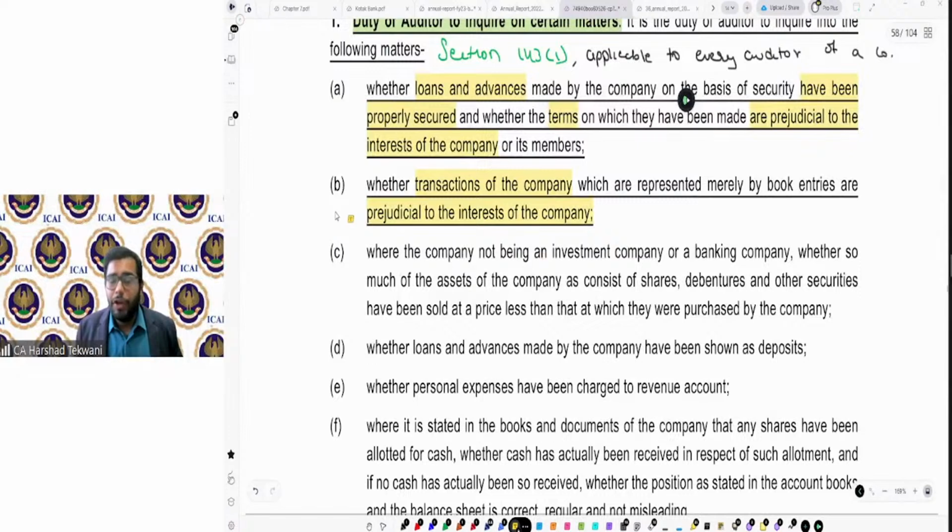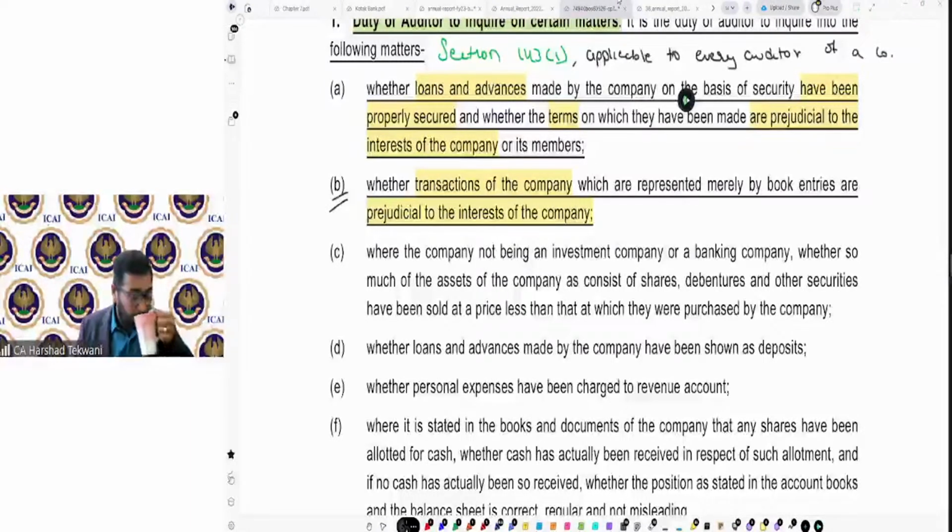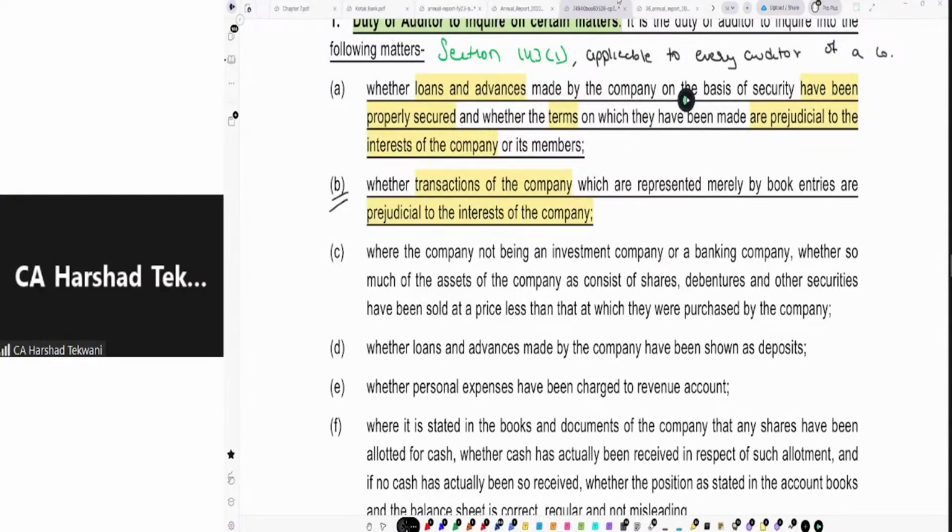Can anyone tell me how you will audit point number B? We will not only discuss the reporting part, we will discuss how to audit also. And you have already learned that portion. There is nothing new. Just apply the logic. Come on. How will you audit this particular part?